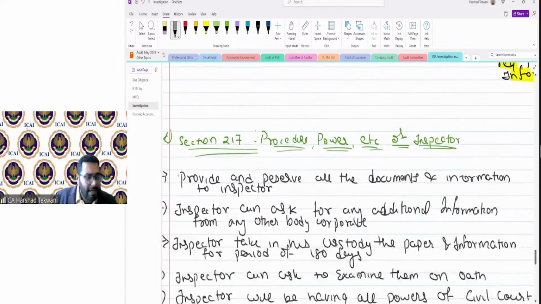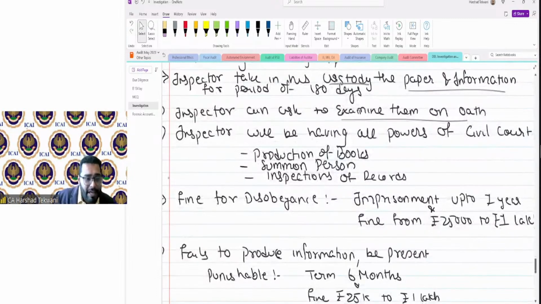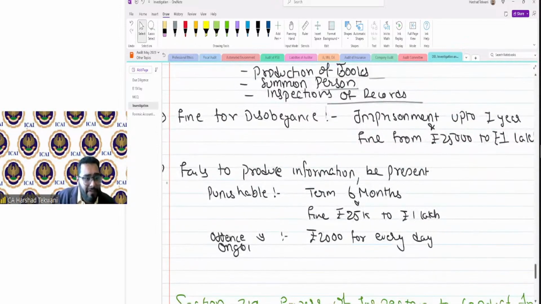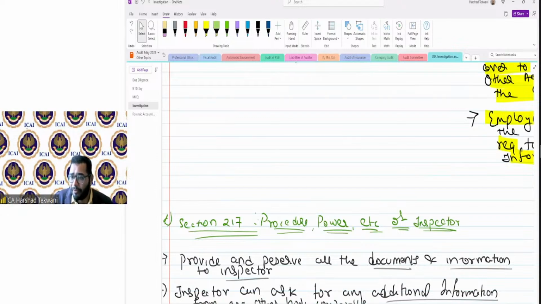When it comes to powers, documents and information must be provided to the inspector. The inspector can ask for any additional information, and can take into his custody the papers or information. The inspector can examine on oath the people concerned, require production of books, summon persons, and inspect records. He can also impose a fine for disobedience. If there is a failure to provide information, it is punishable with imprisonment up to 6 months or a fine of 25,000 to 1 lakh rupees. If it is an ongoing offense, a fine of 2,000 rupees every day can be imposed as per Section 217. These are certain powers of the inspector.